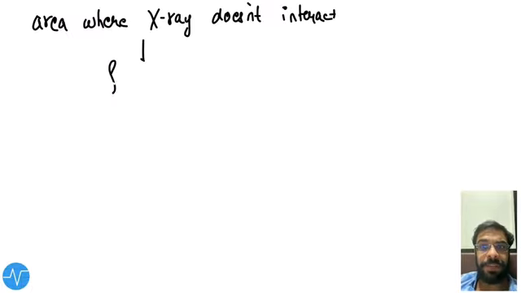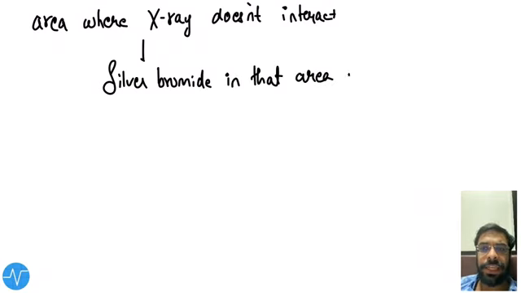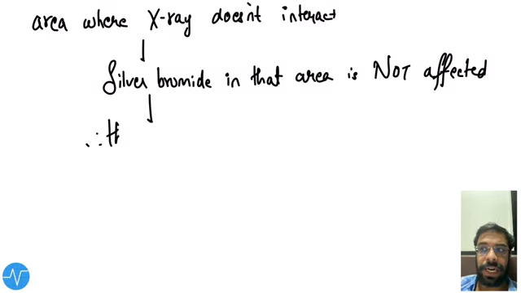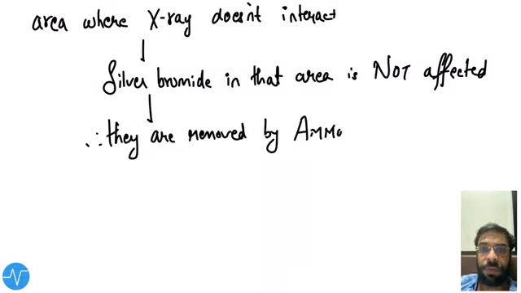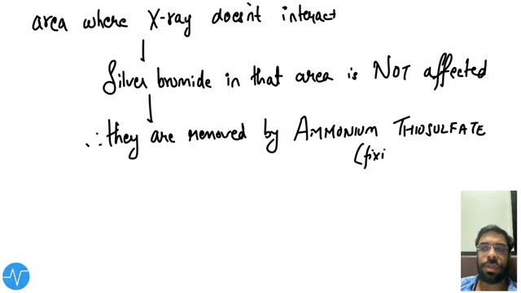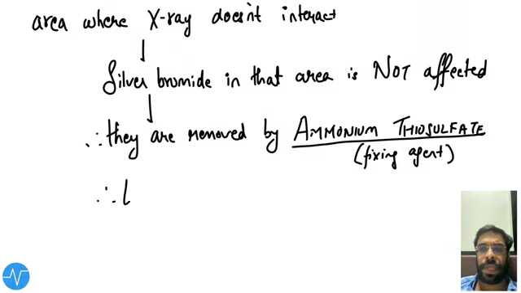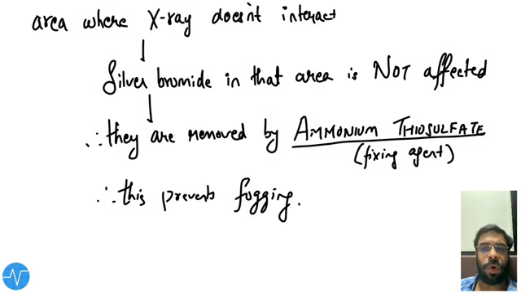But what happens in the area where the X-ray doesn't interact? The silver bromide in that area will not be affected, but it can cause blurring of the image. Therefore, it needs to be removed, and this is removed by ammonium thiosulfate. This is known as a fixing agent. Therefore, this will prevent fogging.